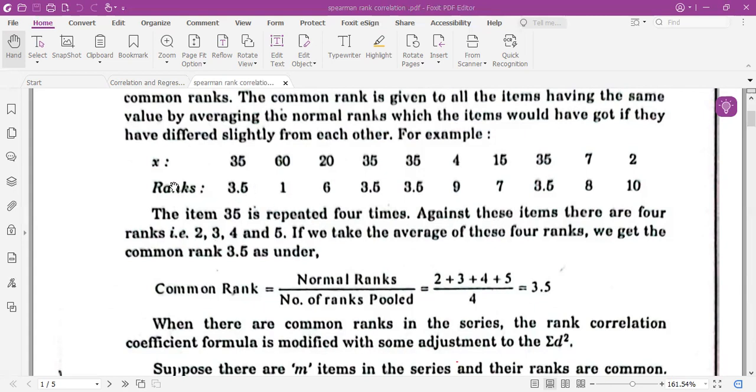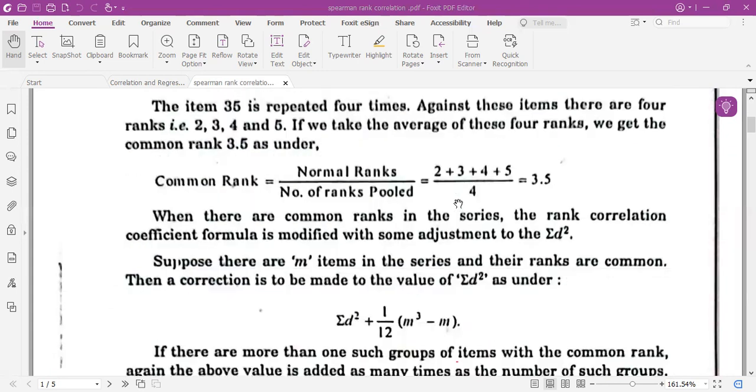So second, third, fourth, fifth. The next one has to go to 6th rank. So 20 will be the 6th rank. 15 will be 7th rank. Then the next one will be the 8th rank. Then you have a 9th rank. So like that it is going to be calculated. So when a number gets repeated, you have to take the average of the repeated ranks. Then those ranks are taken here.